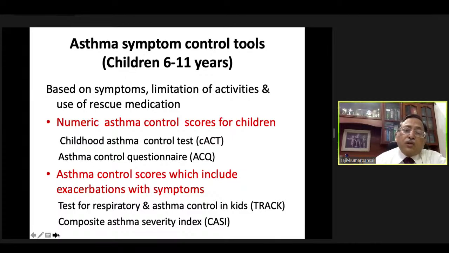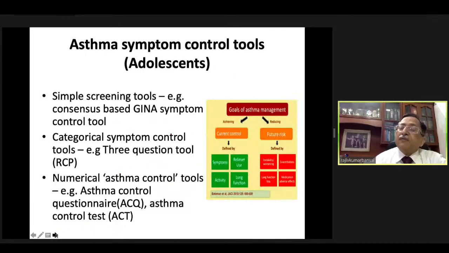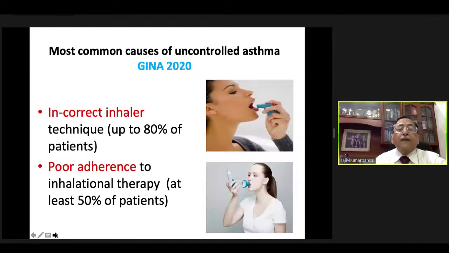Asthma control scores, which include exacerbation with symptoms and the test for respiratory and asthma control in kids, that's the TRACK, and the composite asthma severity index. They are from various bodies and they can be utilized, and are available online also. For adolescents, you can use simple screening tools, for example, the consensus-based GINA symptom control tool, categorical symptom control tools, for example, the three questions tool, the RCP tool, and numerical asthma control tools, for example, the asthma control questionnaire and asthma control test. They can be utilized for adolescents.